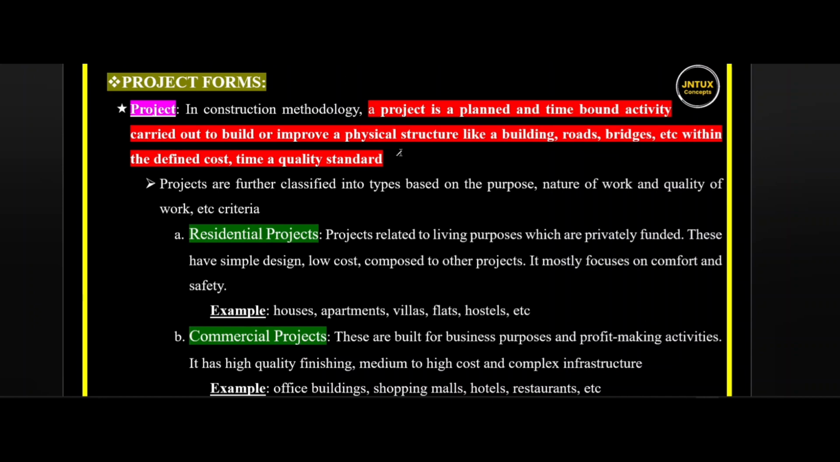So I hope you have understood this concept. In our next video, we'll be covering the next topic, that is management objectives and functions.